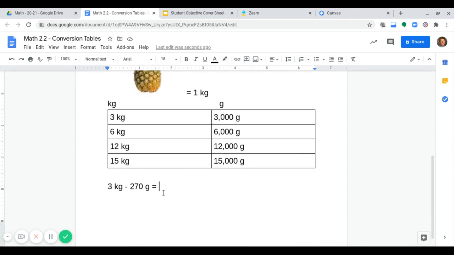Now, we might be given a problem and asked to solve it. So in this case, we might be given 3 kilograms minus 270 grams.